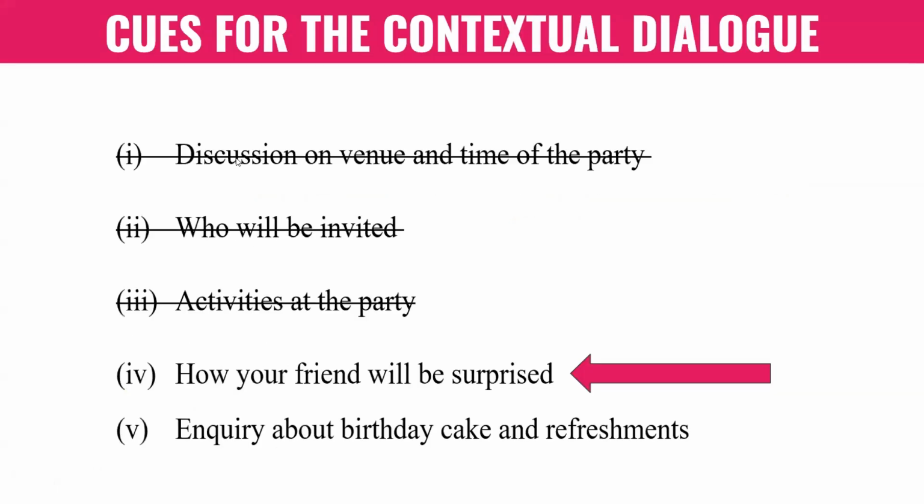Okay, so as you can see, the cue that we are going to follow now, because all of these other cues have been completed, is how your friend will be surprised. And remember, the question that we have to respond to is when the mother asks you, how are we going to surprise Anna? So we know that this is the correct cue that is going to be guiding us, right, with regards to what response we are going to give. Okay, so this is the cue that we need to follow.